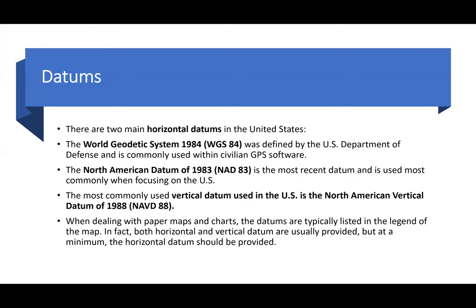More about datums. There are two main horizontal datums in the United States. We have the World Geodetic System that I just mentioned. It is defined by the U.S. Department of Defense, and it's commonly used within civilian GPS software. So your Google Maps, things like that within your phone or other devices, oftentimes associated with WGS 84.